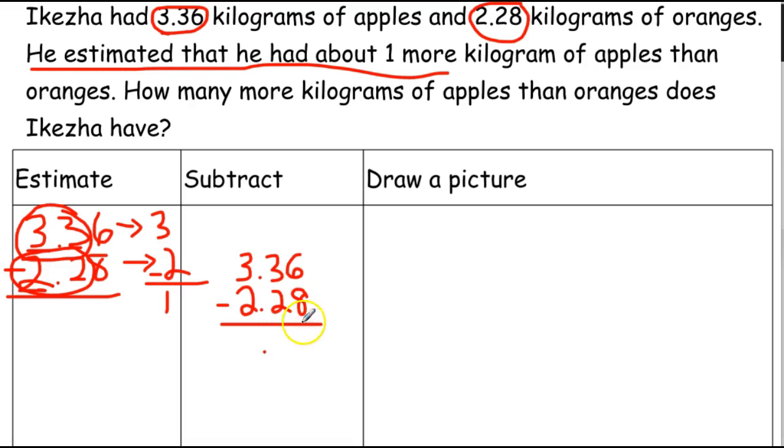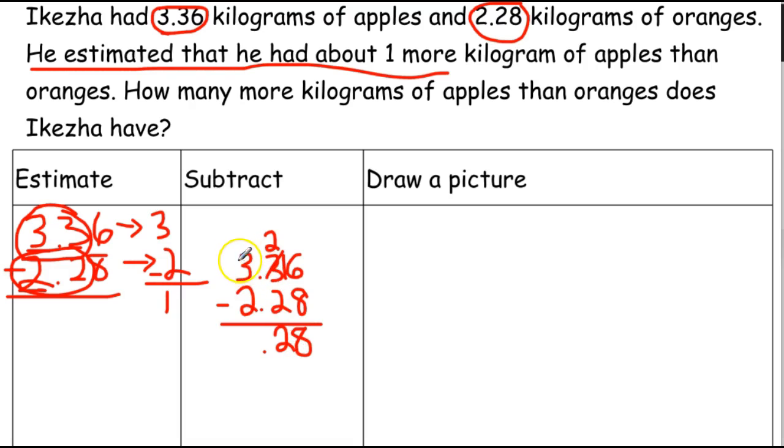6 minus 8, I cannot do that, so I'm going to have to regroup. So I'm going to cross out my 3. I'm going to take 1 away from my 3, and I'm going to add it to my 6 here, so that makes 16. 16 minus 8 is 8. Then I'm going to subtract my tenths place next, so 2 minus 2 is 2.